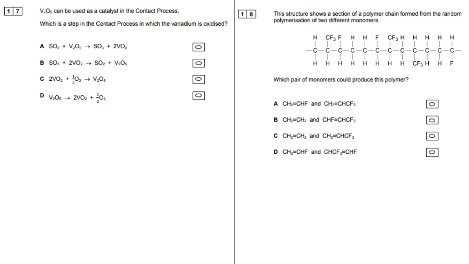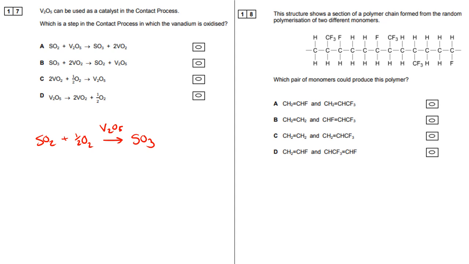So question 17, vanadium can be used in the contact process as a catalyst. This is from the transition metal topic. Which is a step in the contact process in which vanadium is oxidized? This is one of those that you do need to learn. The contact process is the production of sulfur trioxide, SO3, from sulfur dioxide and oxygen. V2O5 is our catalyst here. So what happens in this reaction?